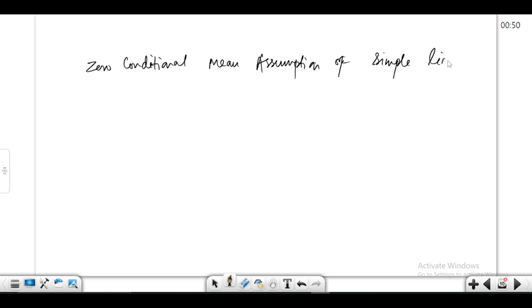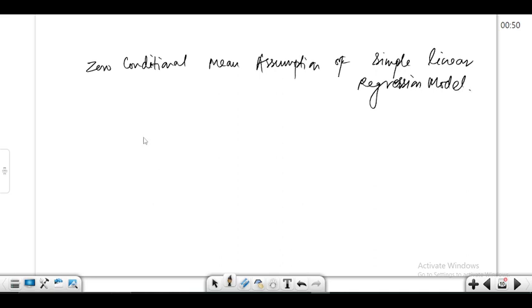This is also called the zero conditional mean assumption of the simple linear regression model.